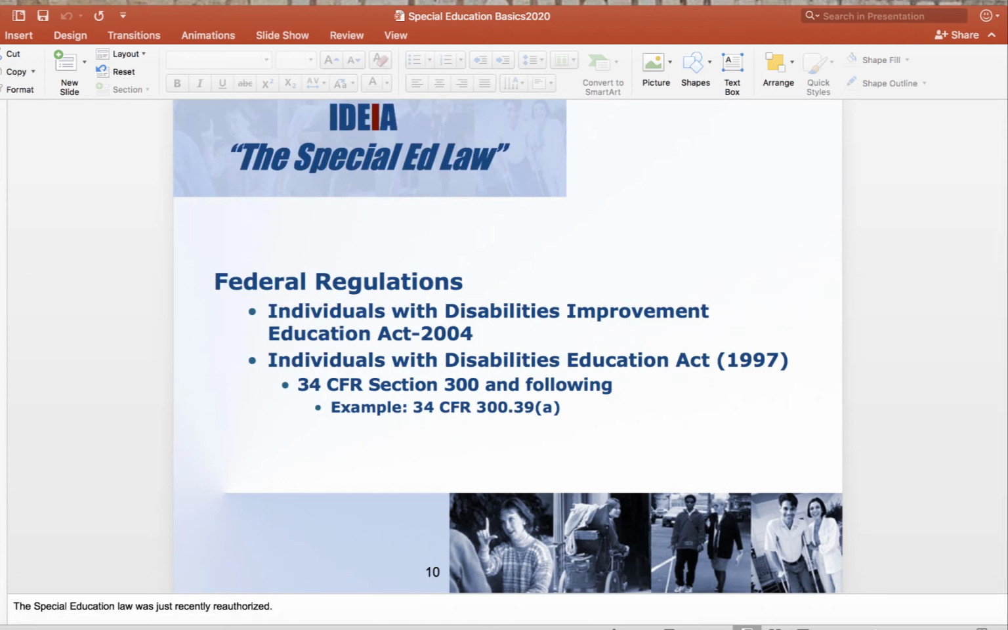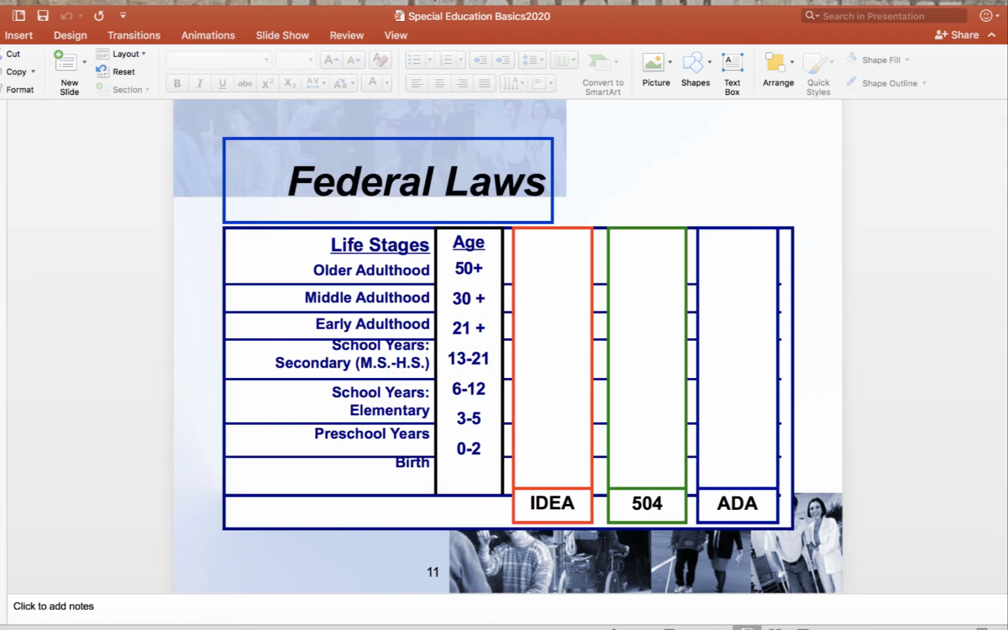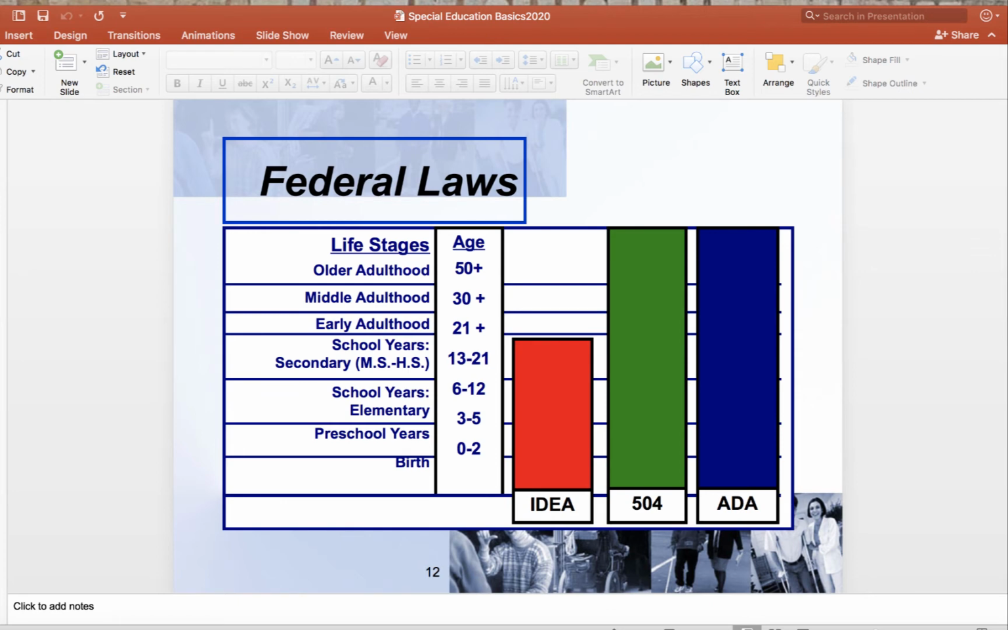Let's go back to IDEA and the special ed law. We have the federal regulations that give us much more guidance. The law is kind of the framework, and then the regulations give us more information, so more information to fill in the puzzle. We'll look at some life stages of these in just a minute.